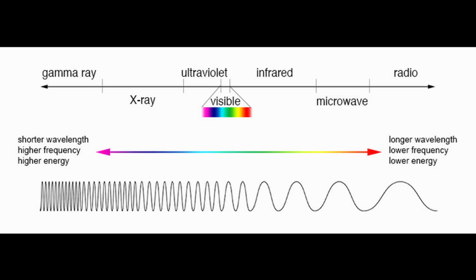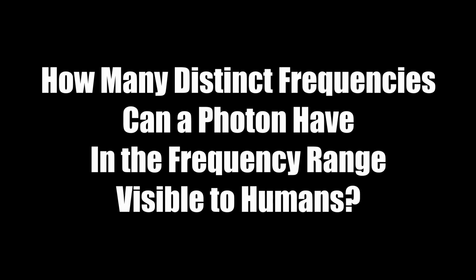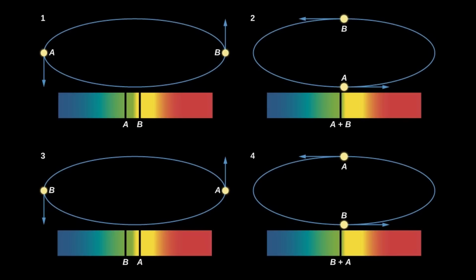You see, light is a quantum phenomenon, and is composed of photons with finite energy levels. Each photon has a specific wavelength that it occupies that determines what color humans will register it as. So the real question we should be asking is, how many distinct frequencies can a photon have in the frequency range visible to humans? Because matter will reflect and absorb specific wavelengths based on its own unique properties, the materials that light passes through in order to form a rainbow are key.